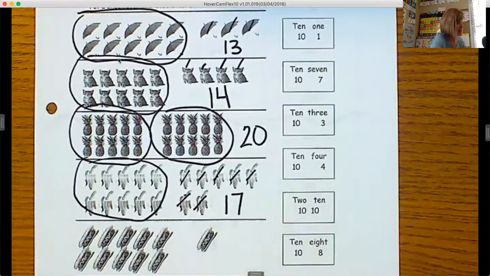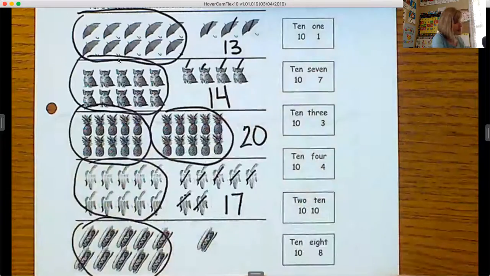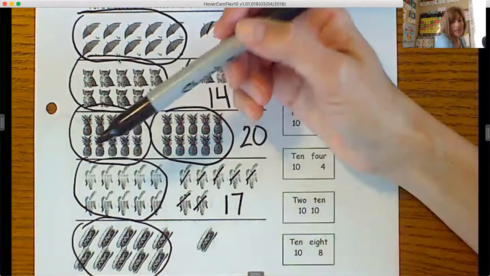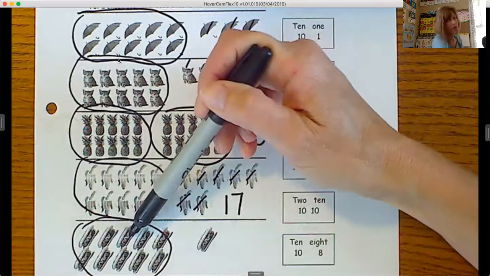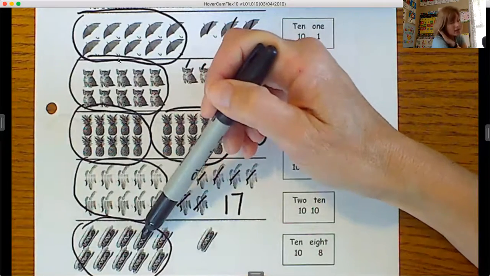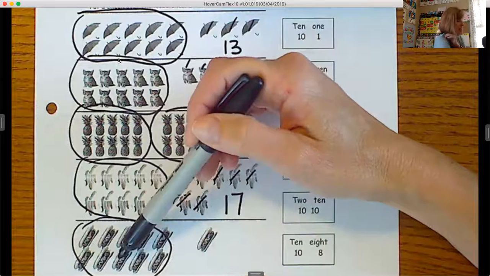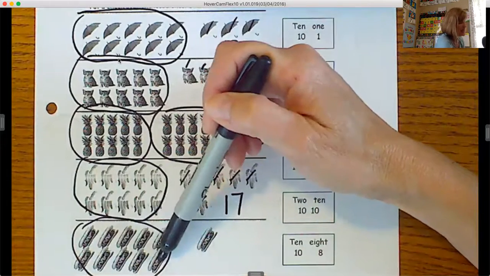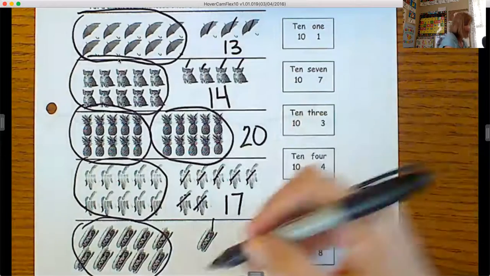Got some hot dogs here. I have 10. Let's go ahead and count these. I know there's 10 there because they're in a 10 group. 1, 2, count with me. 3, 4, I can't hear you. 5, 6, 7, 8, 9, 10, 10, 1 would be 11.